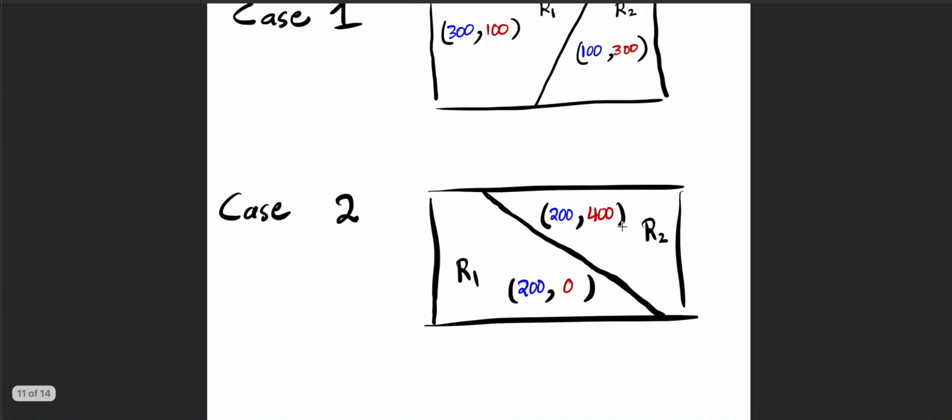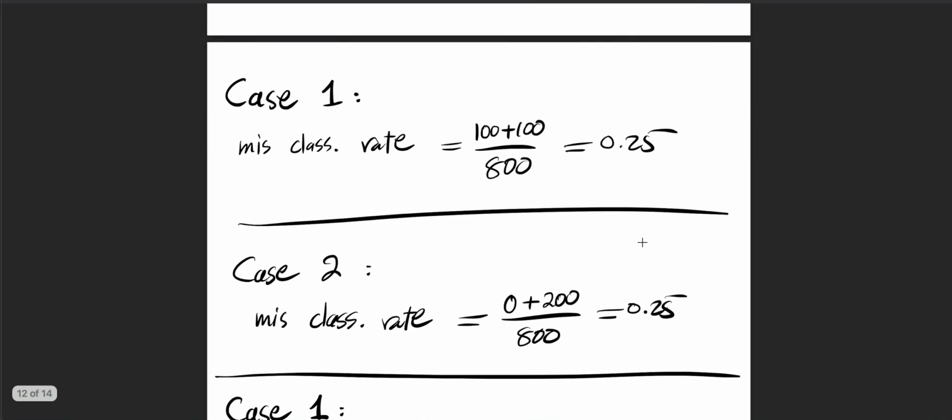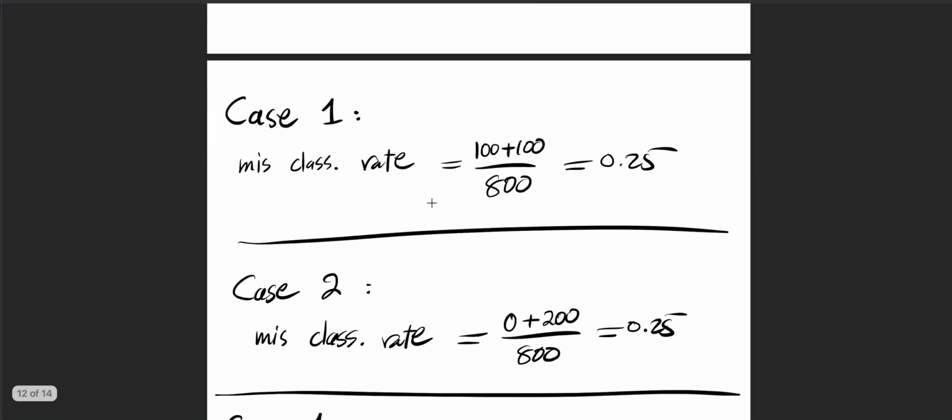Now, for the second case, this region will be called blue because the majority is blue, and in this region the majority is red, so it'll be red. Since there are no reds here, we make no mistakes here. But since there are 200 blues in the other region, we make 200 mistakes. So 200 out of 800, again 1/4. So the misclassification rate for case 1 and case 2 are the same.